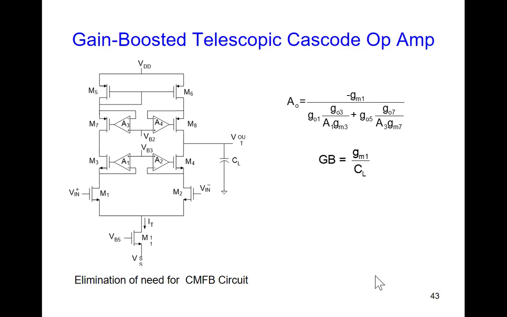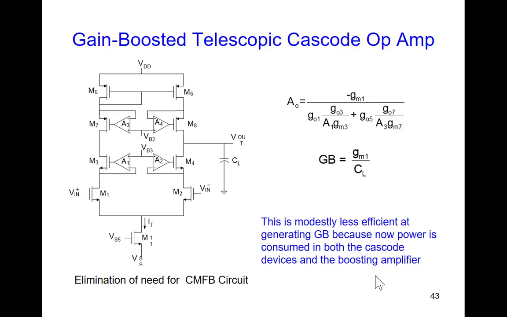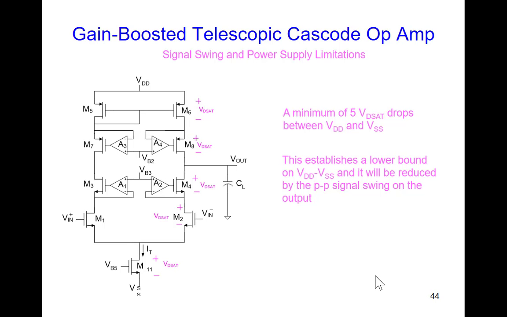Here we've eliminated the common mode feedback circuit by connecting the counterpart circuit as a current mirror. And as before, modestly less efficient. If you look at the structure, it has a similar limitation to signal swing. As with the telescopic cascode, we've got 5 VDSAT drops between VDD and VSS. So that's a disadvantage.